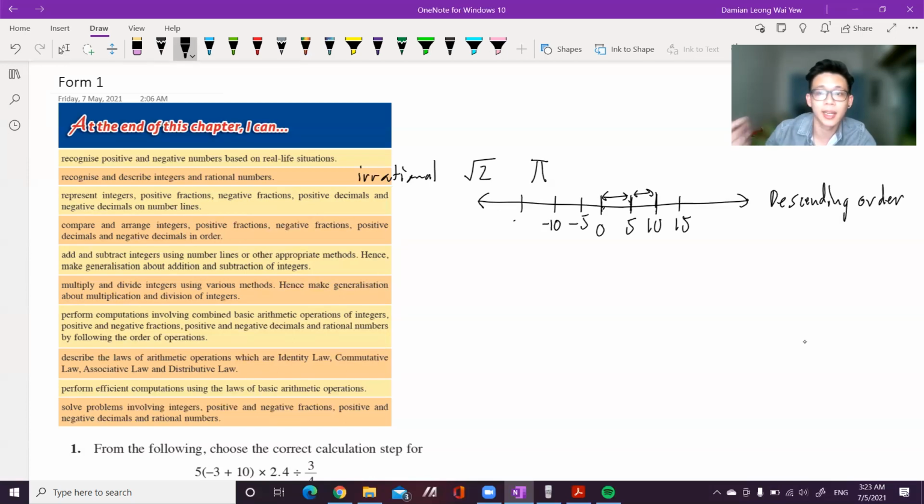Descending order means they are decreasing, then it's the opposite way from largest to the smallest. Right?